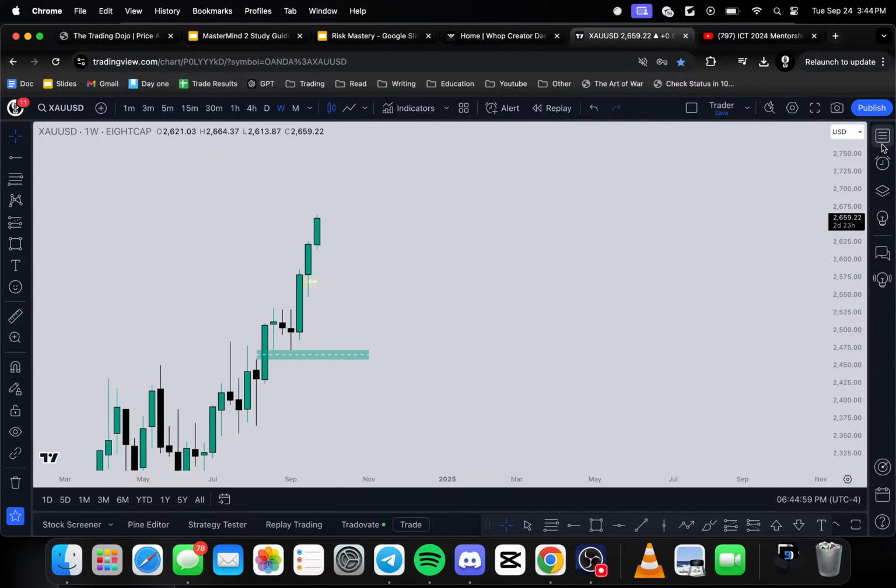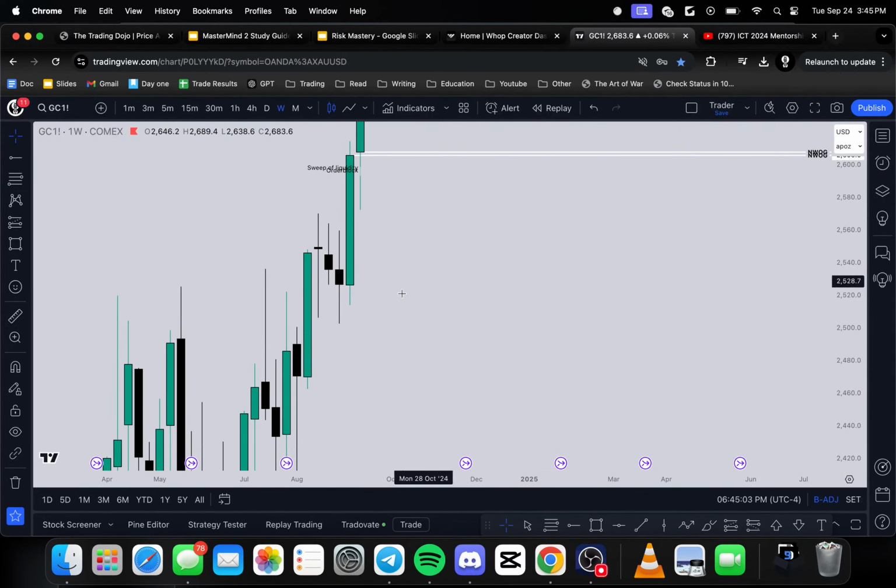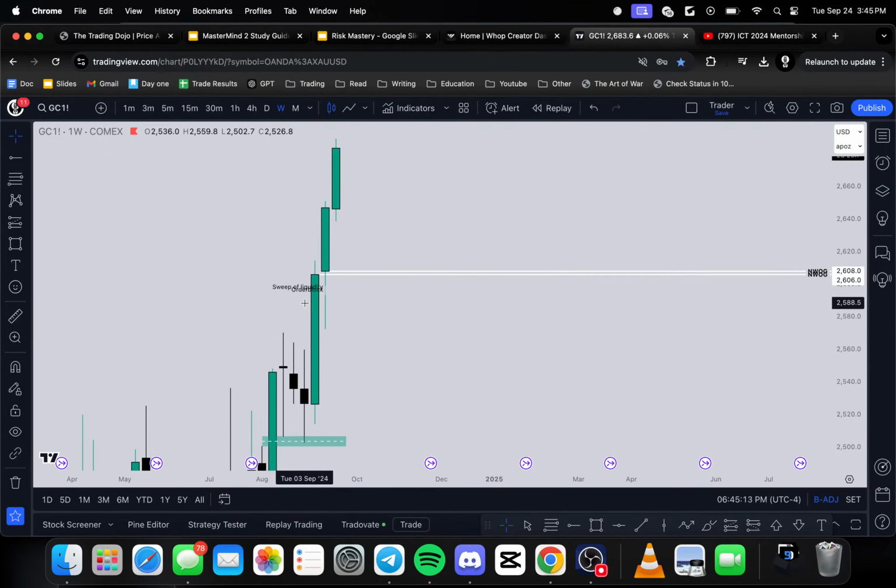It's a little more clear on the futures pair. You can see that we actually tapped into this bullish FVG right here on the weekly time frame, and from this bullish FVG we expanded back, and now we had these 3 previous bullish weeks.